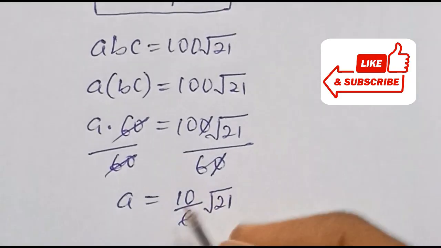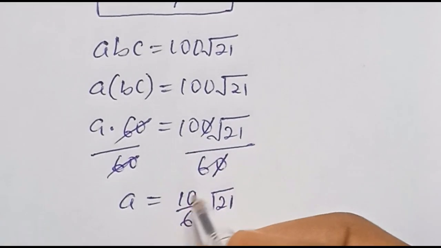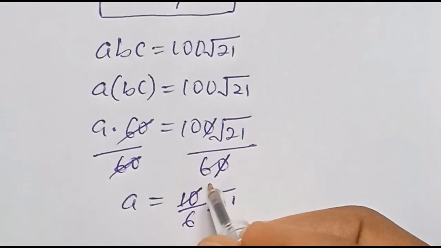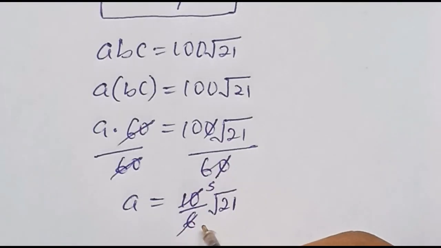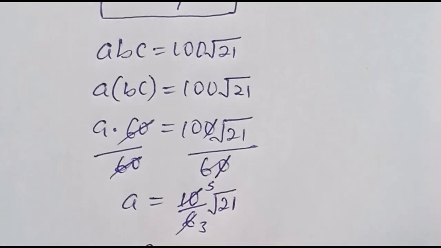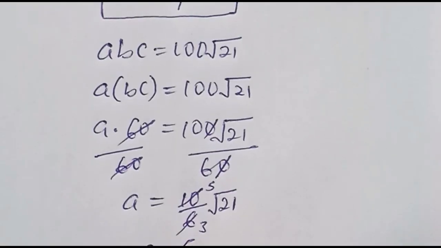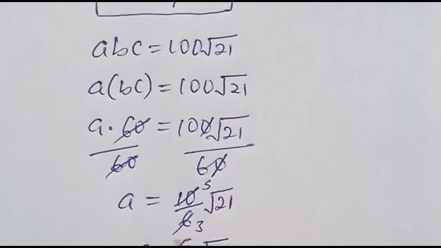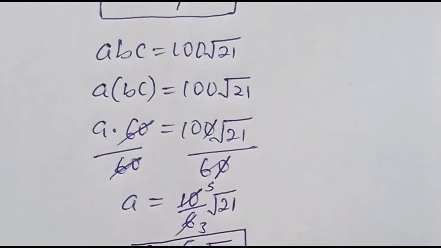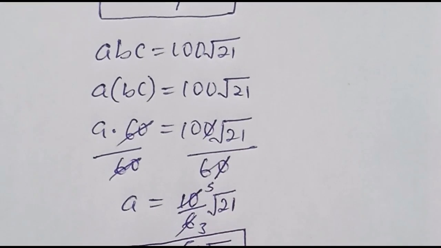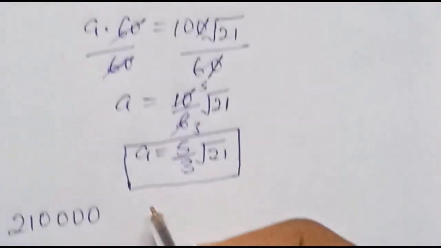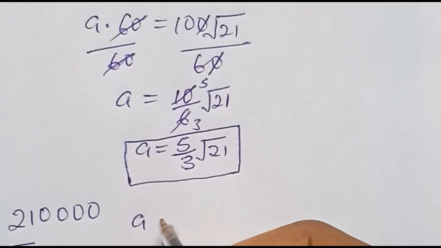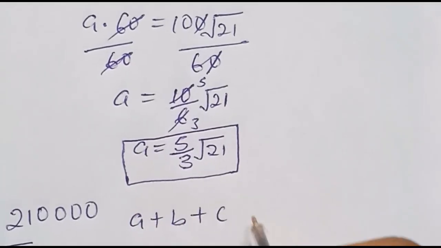And I can as well divide by 2. So 10 divided by 2, I have 5. Then 6 divided by 2, I have 3. So I have A to be equal to 5 over 3 square root of 21 as the value of A. So from here we are asked to find A plus B plus C.